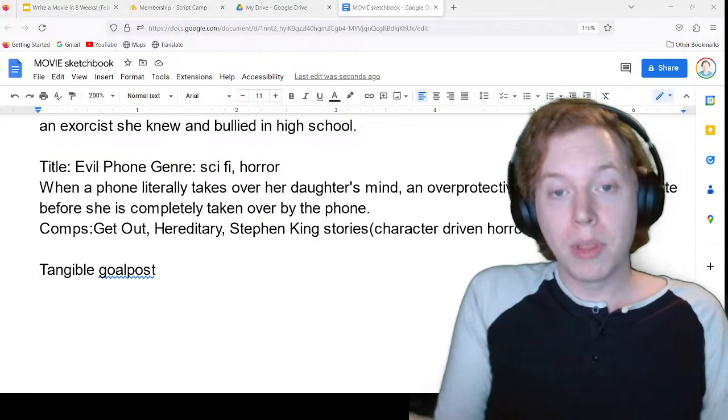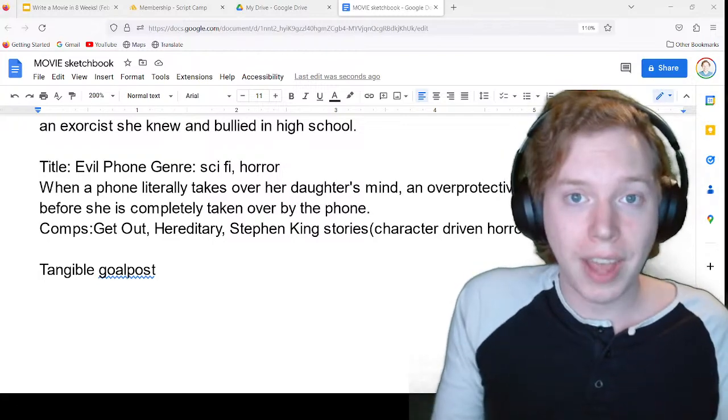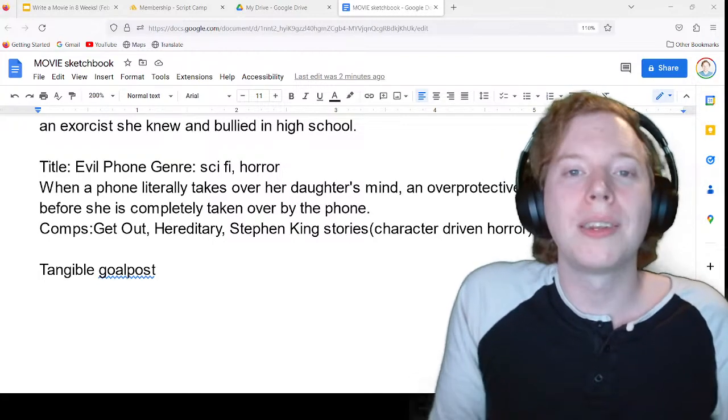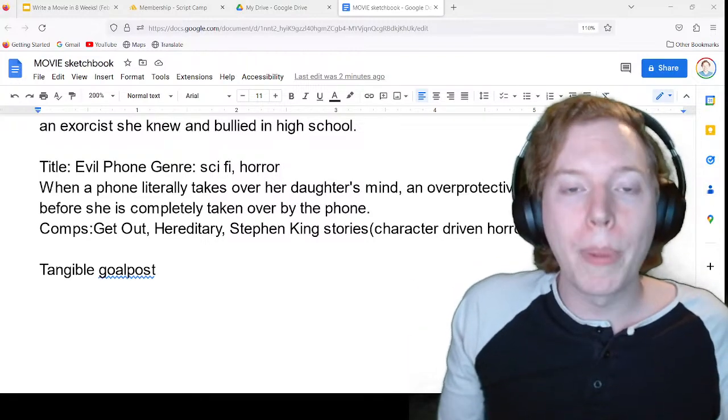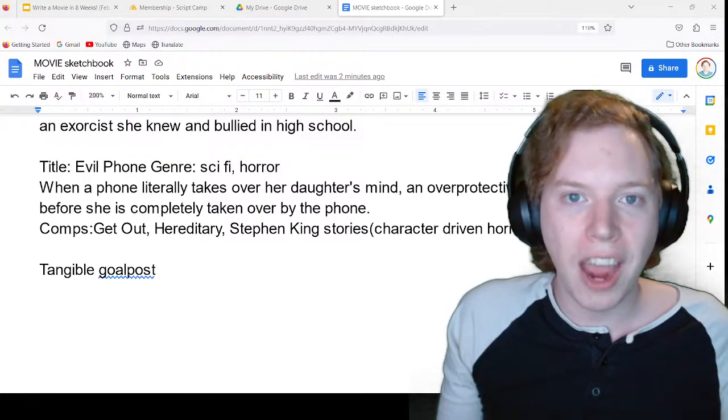You listed Stephen King stories, and lots of Stephen King stories have kind of ridiculous ideas too. It's not like we haven't done a movie about an evil car. Christine is an evil haunted car, but it runs people over. I get how a car could be scary.